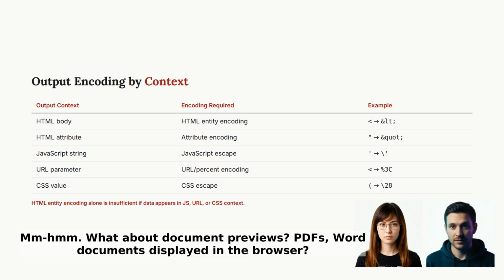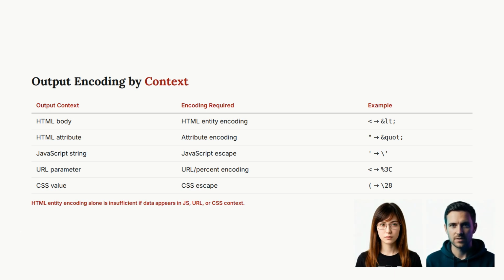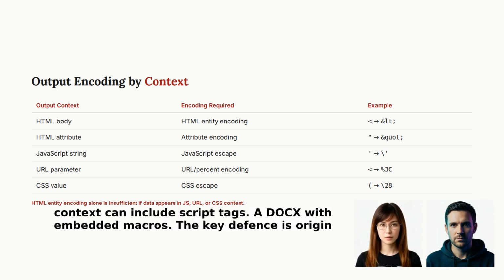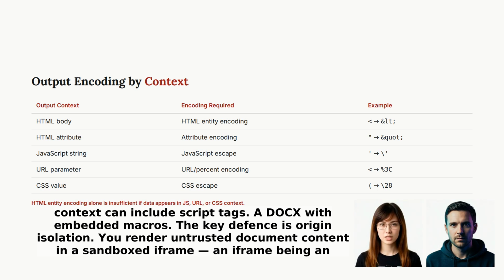What about document previews? PDFs, Word documents displayed in the browser? Massive attack surface. A PDF can contain JavaScript. An HTML email rendered in your app context can include script tags. A docx with embedded macros. The key defense is origin isolation.